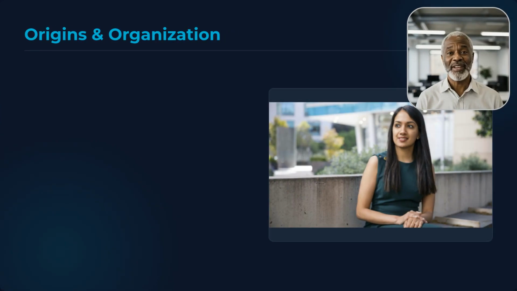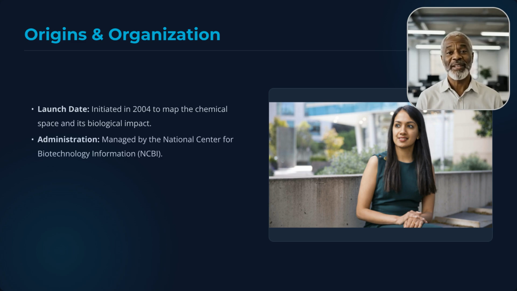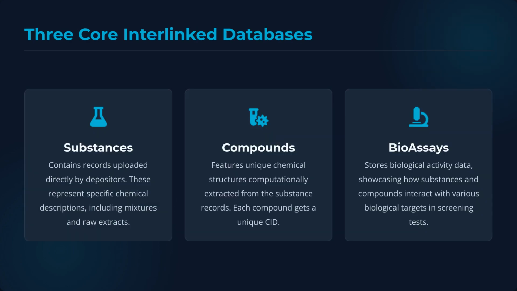Initiated in 2004, PubChem is managed by the National Center for Biotechnology Information. It is a key component of the National Library of Medicine and is fully funded by the NIH. PubChem is built upon three core interlinked databases: substances, compounds, and bioassays. Substances are direct depositor records, compounds are unique chemical structures, and bioassays store biological activity data.